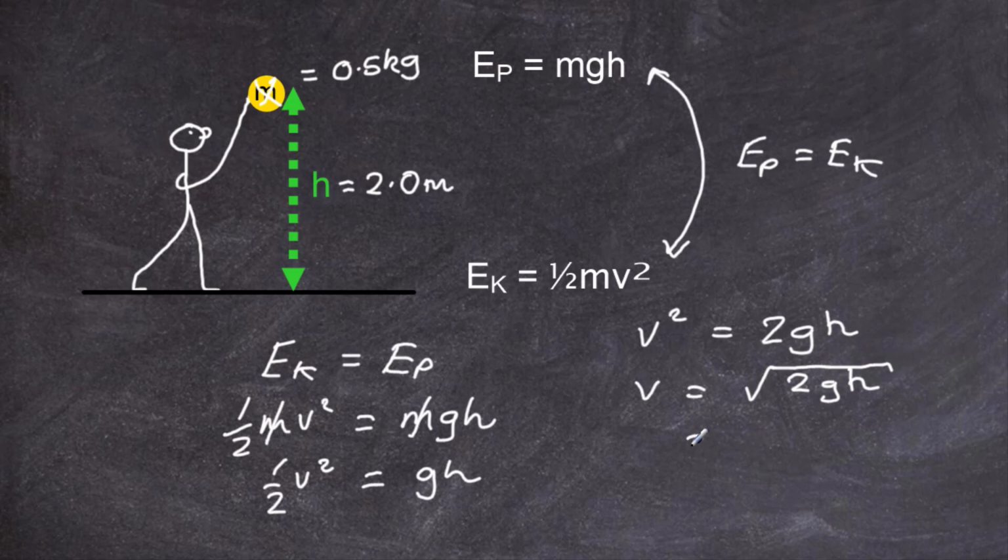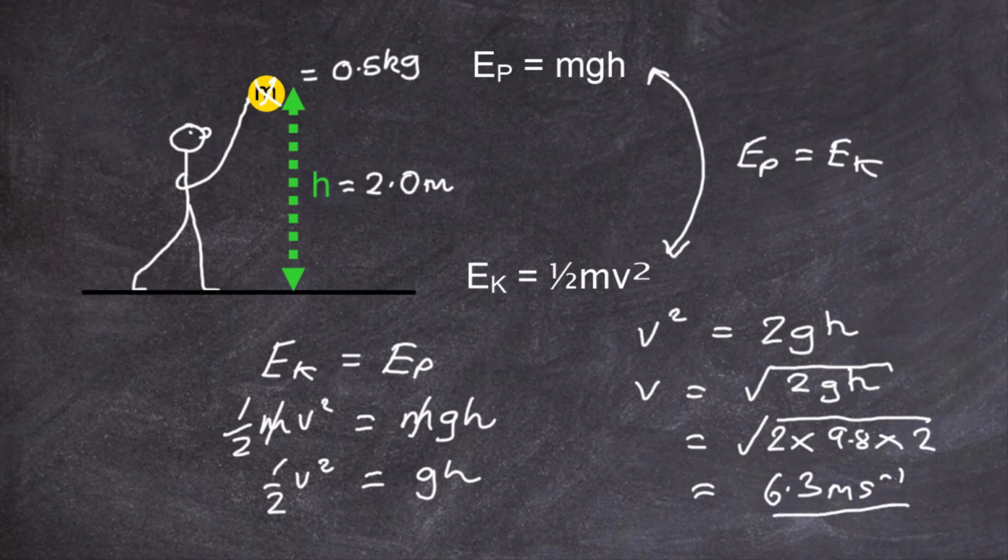So we can put in our numbers now. It's going to be the square root of 2 multiplied by 9.8 times the height of the ball, which is 2. And we can take the square root of that, get our answer in a calculator, and we end up with an answer of 6.3, and it'll be meters per second. So we've now found out the speed of the ball just by knowing the height the ball was dropped from.